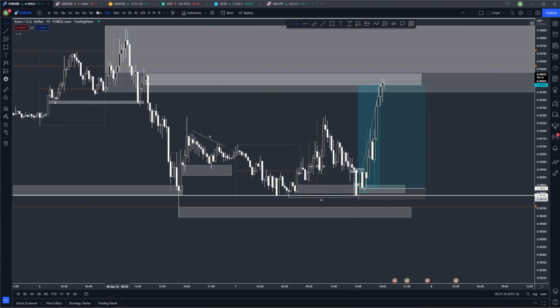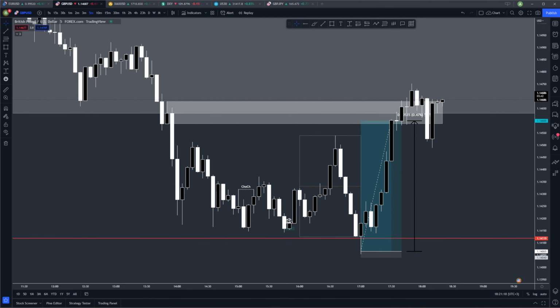So stay until the end if you want to see that, and let's go over to GU. If we take a look at GBP USD, and let me go over to Telegram actually.